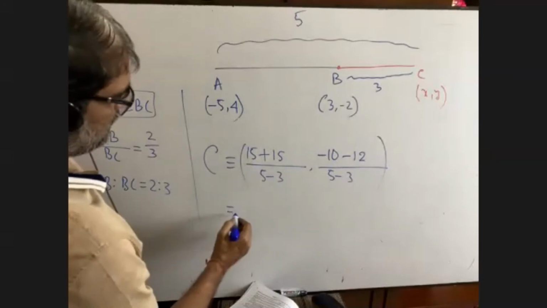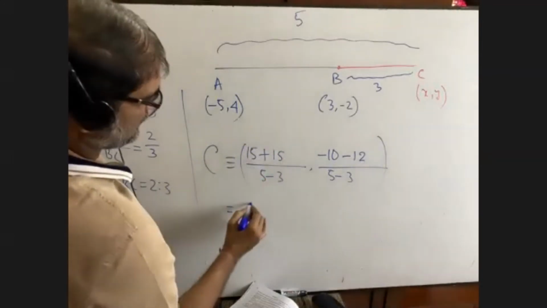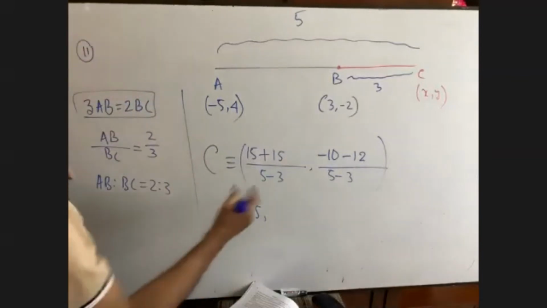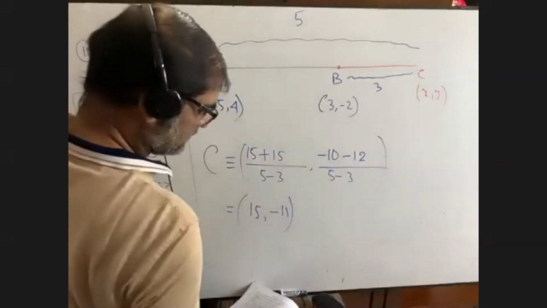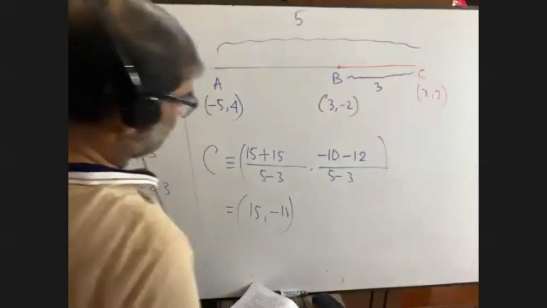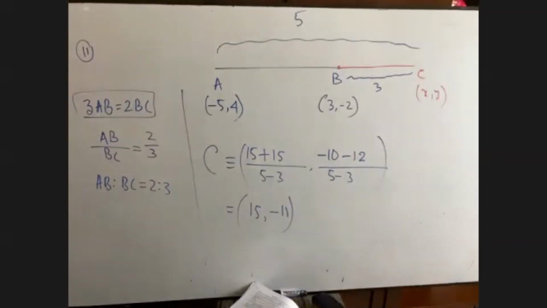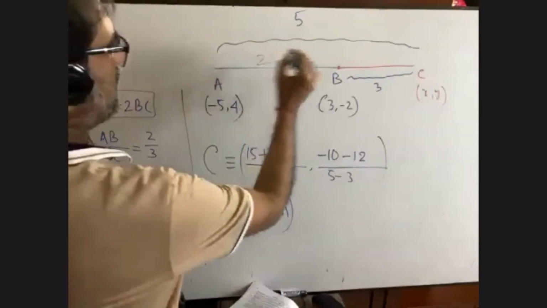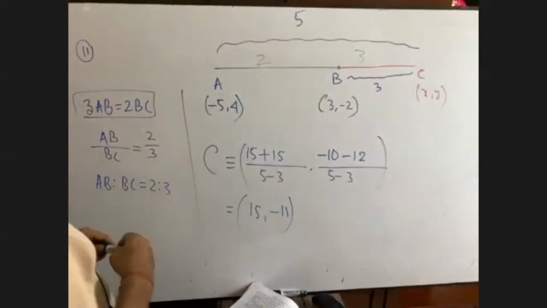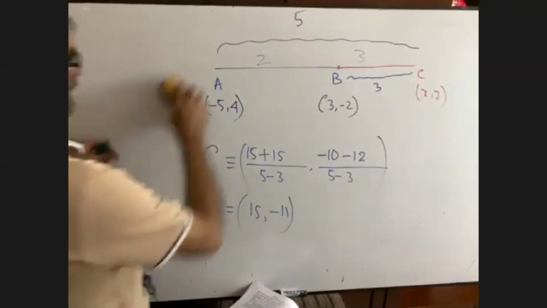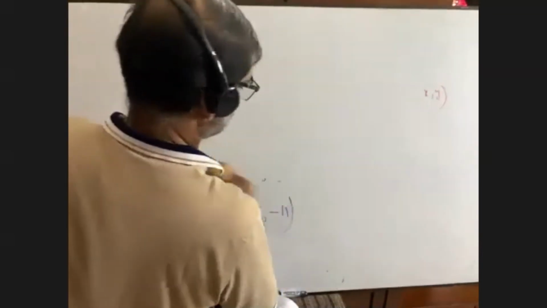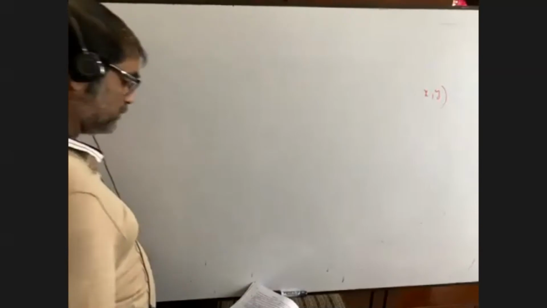So we are getting 30 by 2, that is 15. We are getting 10 minus 22 by 2, that is minus 11. And yes, we are done. It is the answer. Okay, 15, minus 11. But this math also could be done by internal division formula, where you have to take this is 2 and this is 3. Then you could find like number 1. I mean, the first time I did number 1 of 5. Question number 5.1 was done in 2 ways.